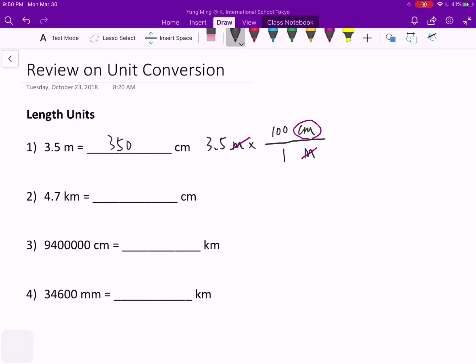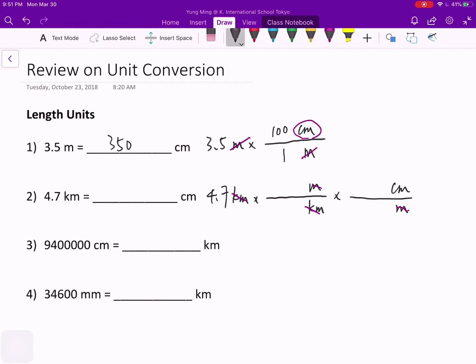Okay, can we go faster? Yes, of course. Let's see how fast we can go. Okay, ready? 4.7 kilometers. I want to change that to centimeters. This one is a little bit harder because it requires 2 steps. First of all, I need to think about converting kilometers to meters. And then I'll do another layer. I want to also convert from meters to centimeters. Okay, eventually I tell myself that these are all going to cancel out.